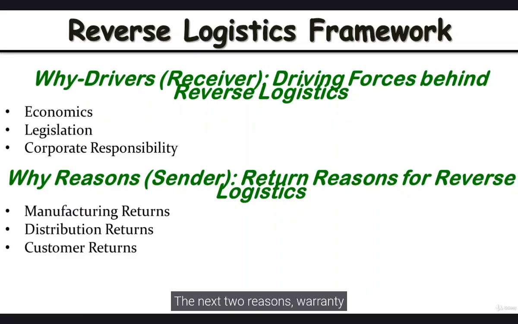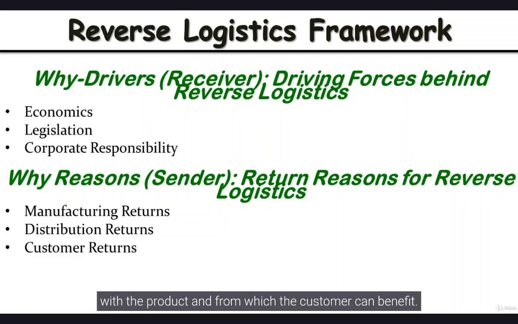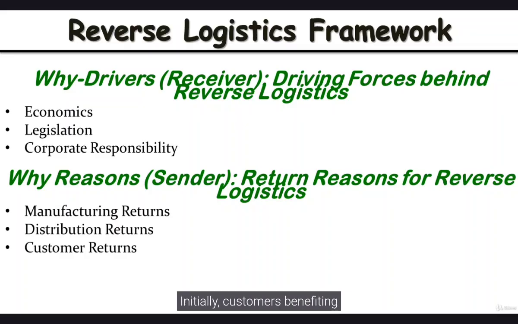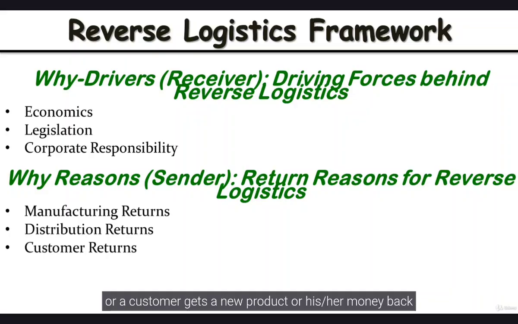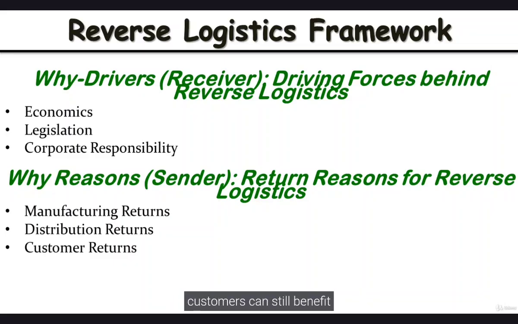The next two reasons, warranty and service returns, refer mostly to an incorrect functioning of the product during use or to a service that is associated with the product and from which the customer can benefit. Initially, customers benefiting from a warranty can return products that do not seem to meet the promised quality standards. Sometimes these returns can be repaired, or a customer gets a new product or his/her money back, upon which the returned product needs recovery. After the warranty period has expired, customers can still benefit from maintenance or repair services, but they no longer have a right to get a substitute product for free.